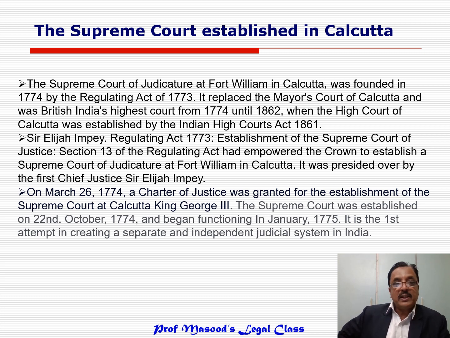On March 26, 1774, a Charter of Justice was granted by King George III for the establishment of the Supreme Court at Calcutta. The Supreme Court was established on 22nd October 1774 and began functioning in January 1775. It is the first attempt at creating a separate and independent judicial system in India. So this is the beginning of the Supreme Court, in the beginning of 1775.